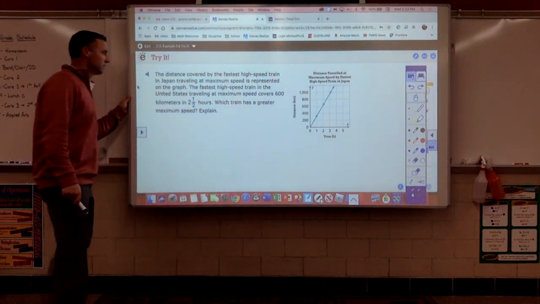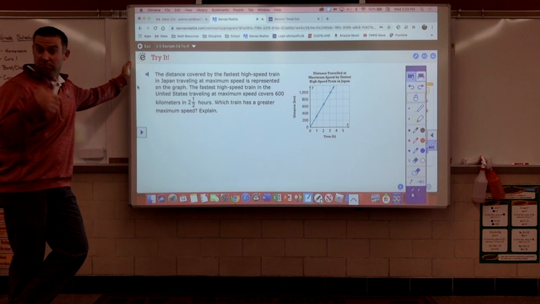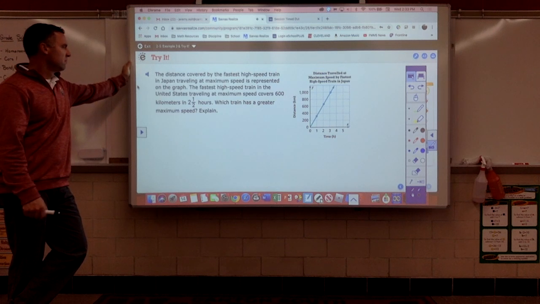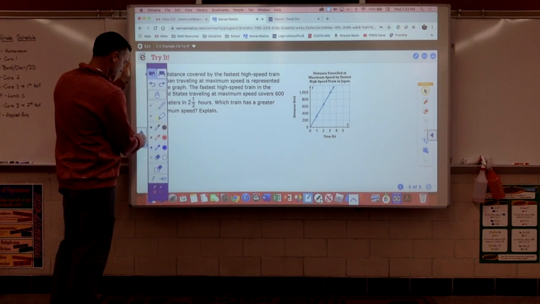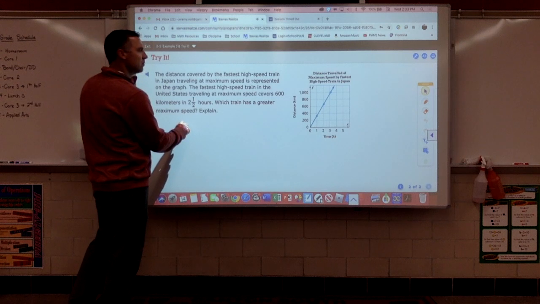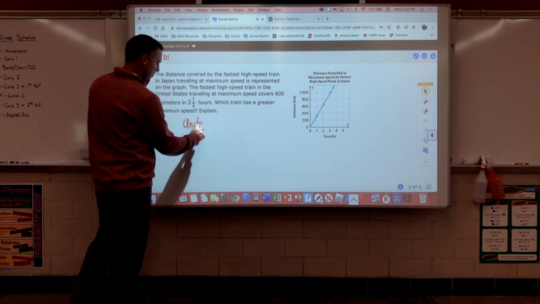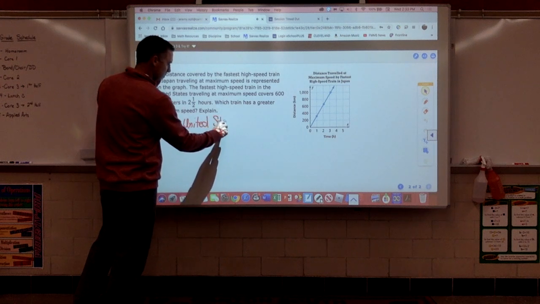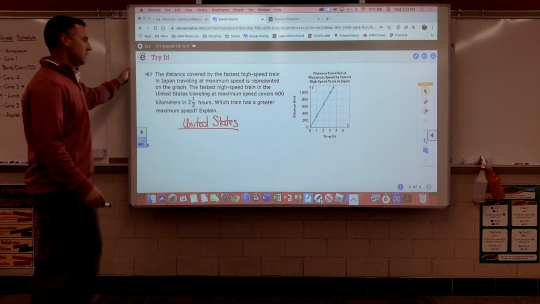The distance covered by the fastest high-speed trains in Japan traveling at maximum speed is represented on the graph. The fastest high-speed train in the United States traveling at maximum speed covers 600 kilometers in 2.5 hours. Which train has a greater maximum speed? Explain.